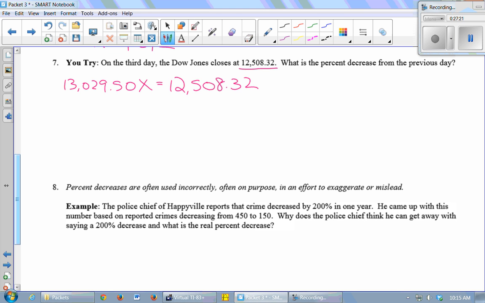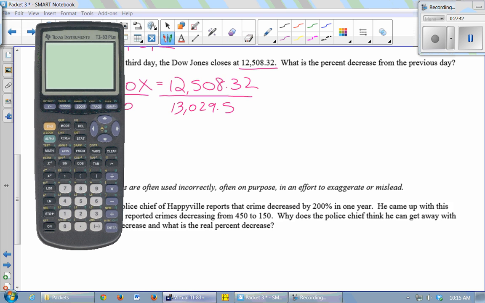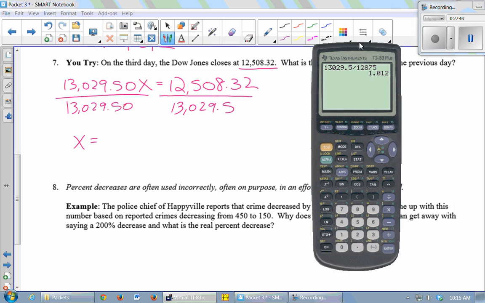Okay, so that's what a percent increase or percent decrease is. You multiply by a number to make it bigger or to make it smaller. So if I divide by 13,029.5, let's see, I hate that this calculator always shuts off. Okay.